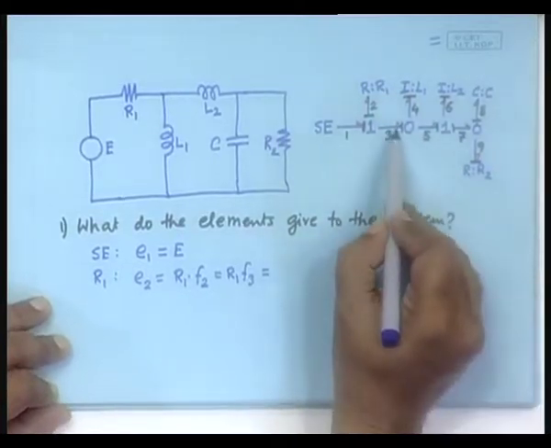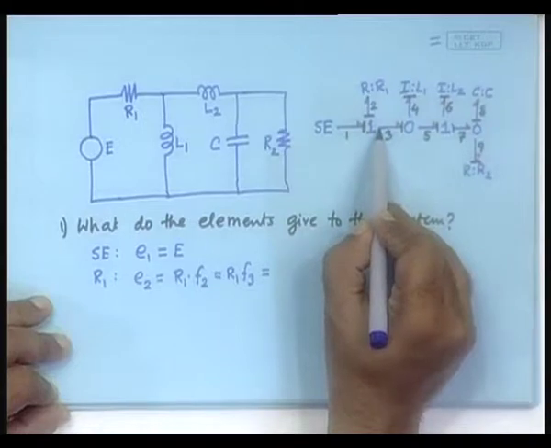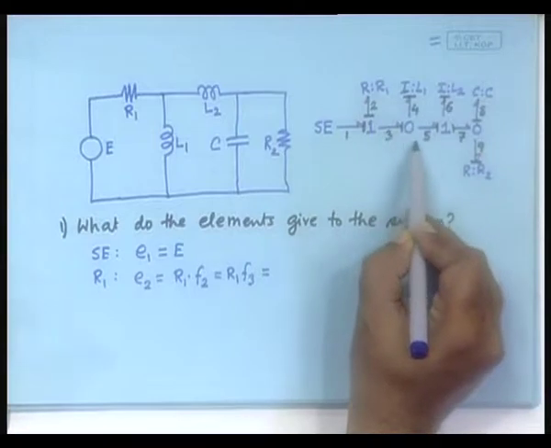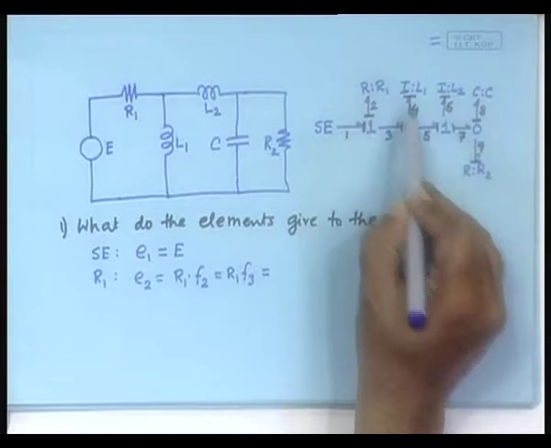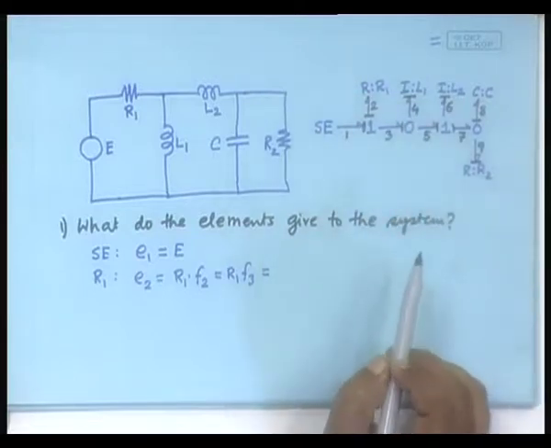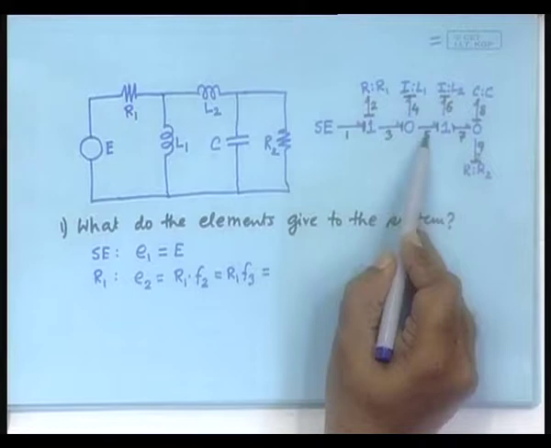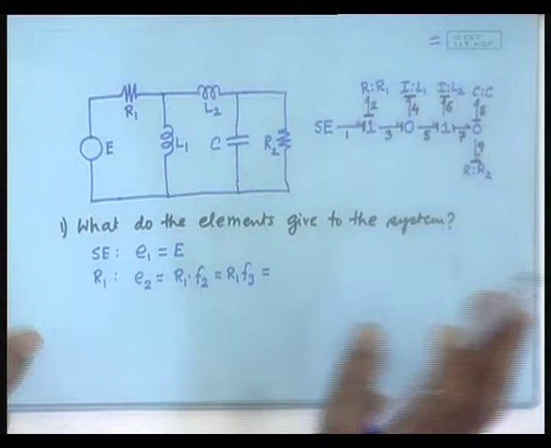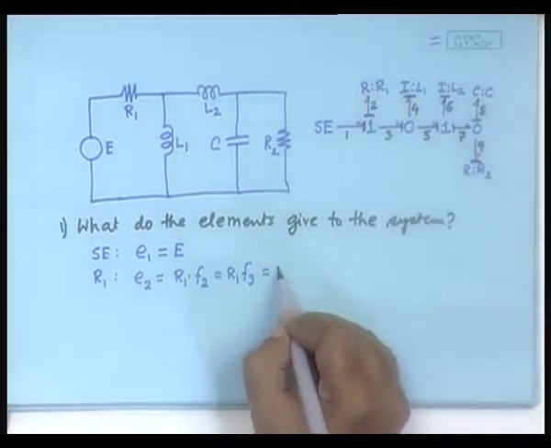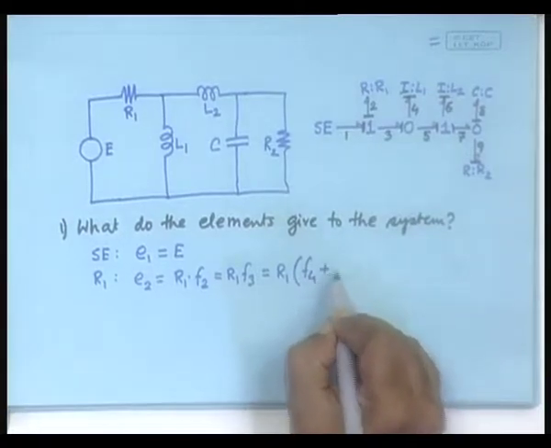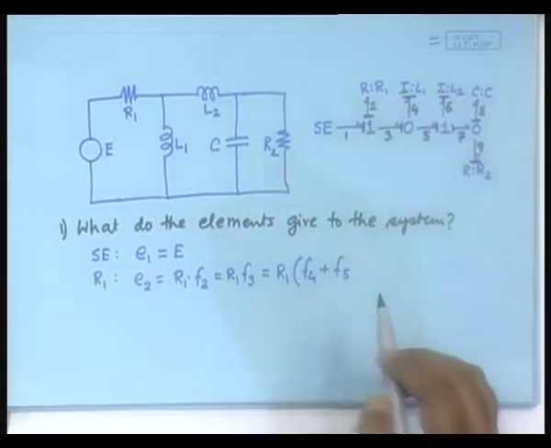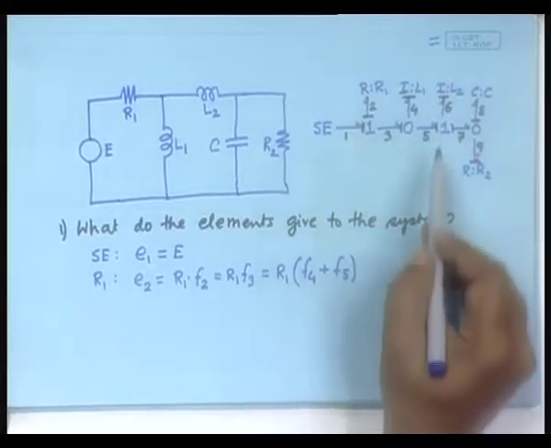Therefore, F3 is a combination of this and that. And notice the power directions, the F3, because the voltages are equal, efforts are equal. So, F3 is equal to F4 plus F5. Is that right? Because of the power directions, remember that. Had the power directions been opposite, then it would be some minuses. So, here it is R1 times F4 plus F5. Done.